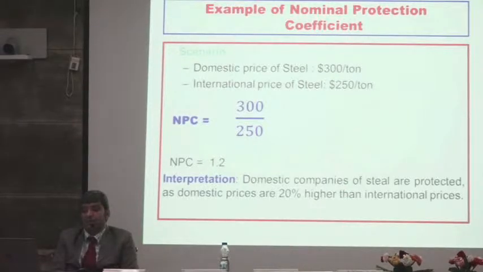Then we can say that domestic industry is protected by 20%. If international trade is open, then prices will come down. Commodity will be available from the international market. So this is an indirect indicator of the efficiency as well.